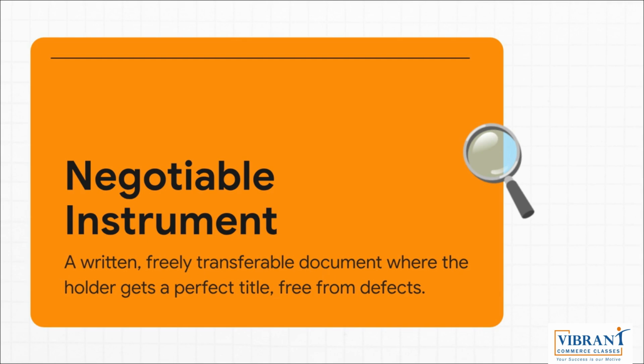But here's the magic trick. Freely transferable means you can pass it along like a $20 bill. And perfect title? That's the real game changer. It means if you get that instrument in good faith, it's yours, clean and clear. Even if the person who gave it to you had some issue with it, it's like a legal clean slate.